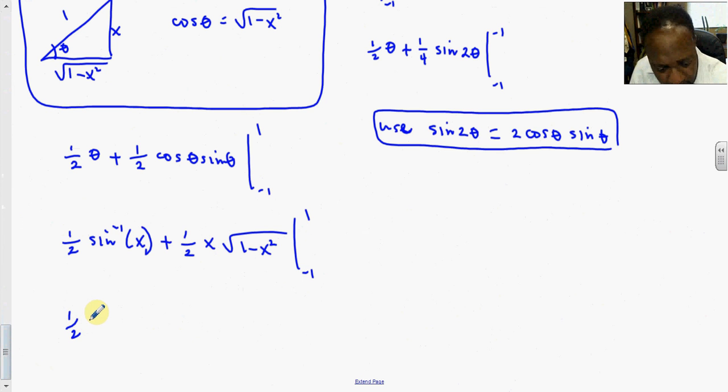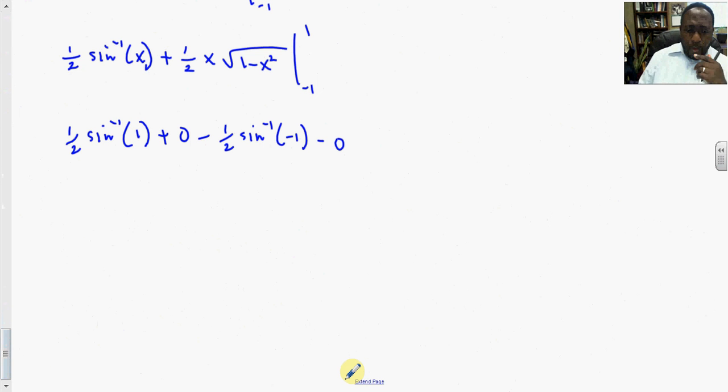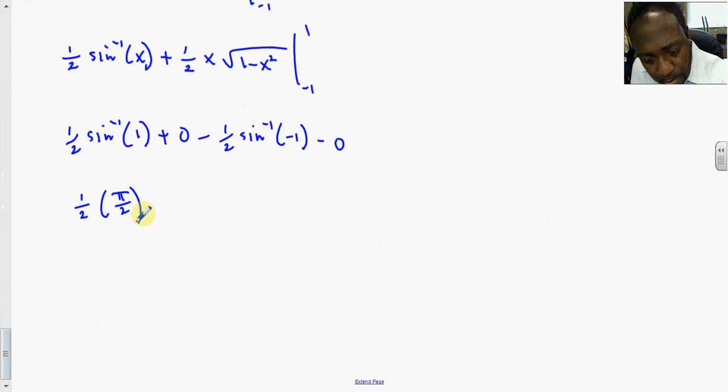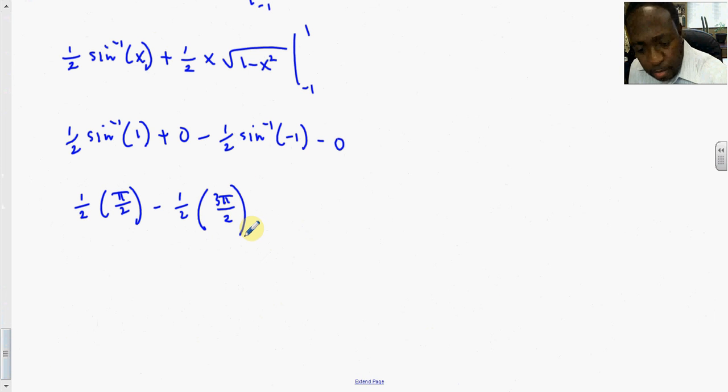So we get 1/2 sine inverse of 1 plus, you plug in x equal to 1, you get 0. This is minus 1/2 sine inverse of -1. And then minus, you plug in x equal -1, you get 0 over there as well. So when is sine 1? Well, sine of what gives you 1? That's pi over 2. So this is 1/2 times pi over 2 minus 1/2. And when sine of what gives you -1? Was that 3 pi over 2? So we get pi over 4.